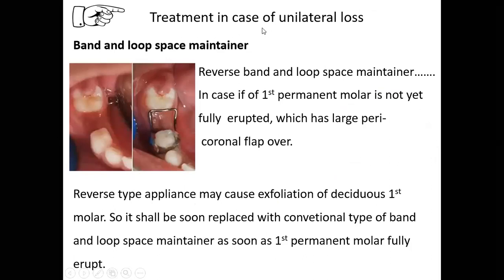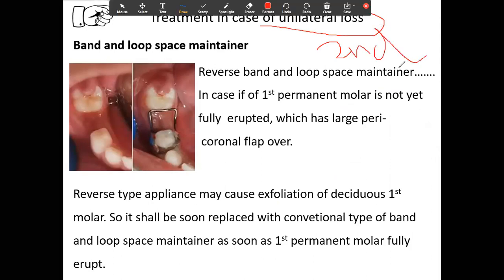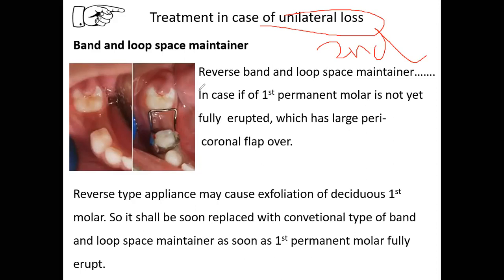What is the treatment in case there is a unilateral loss of the second deciduous molar? When there is a unilateral loss of the second deciduous molar, what can we give? We can give reverse band and loop space maintainers. Why are we calling it a reverse space maintainer? I'm showing you the picture when there was a loss of the first deciduous molar. And now here is a loss of a second deciduous molar. The band and loops are the same, but they are reversed. You see here, this tooth is banded, the deciduous first molar is banded, and the loop is going and attached over the 6 in order to prevent the drifting of the 6 into the space.